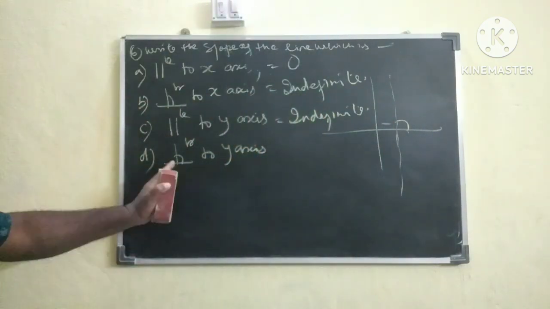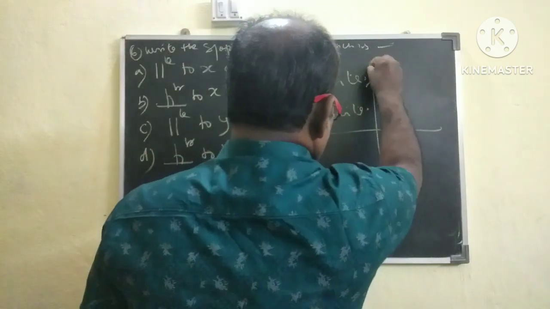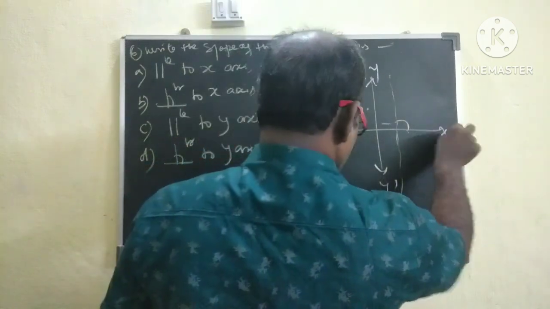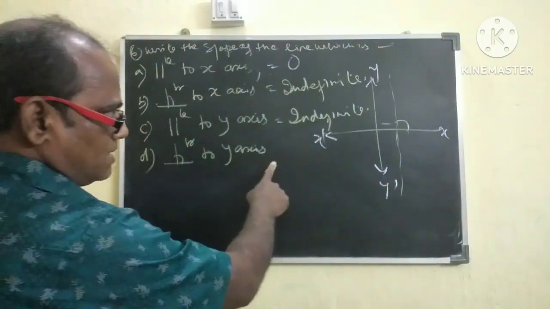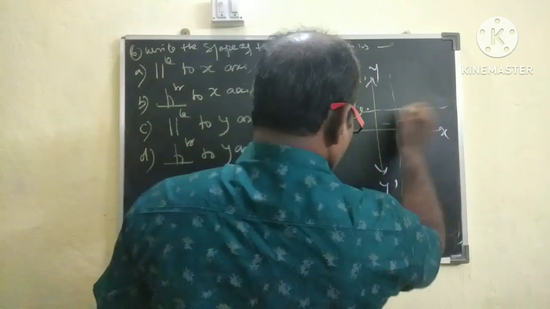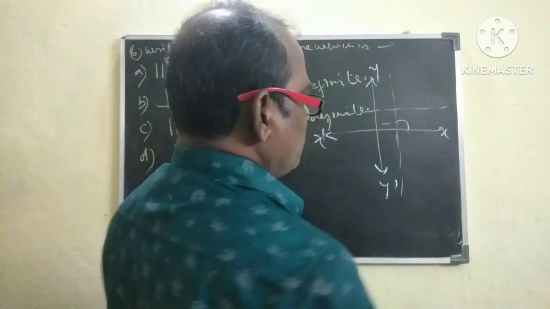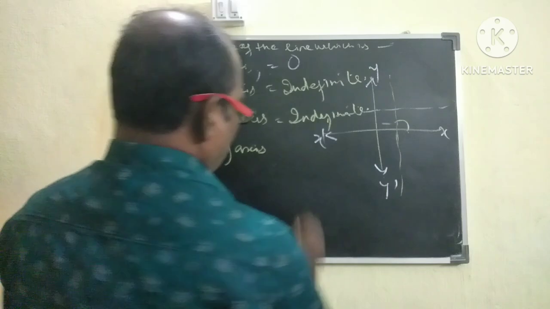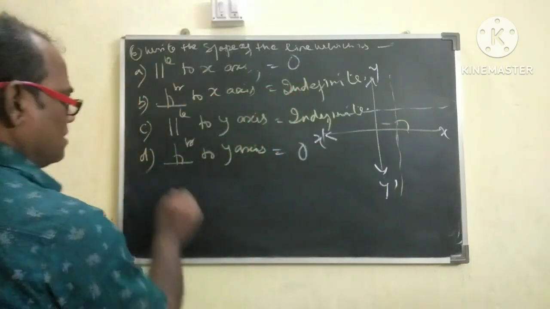Next, let us go with perpendicular to y-axis. We can see here this is y-axis. They have said perpendicular to y-axis. Perpendicular to y-axis means you can draw like this. So if it is perpendicular to y-axis, that means here theta is 0 with the positive x-axis. Hence, tan 0 is 0, so the answer is 0. So the slope will be 0 here.